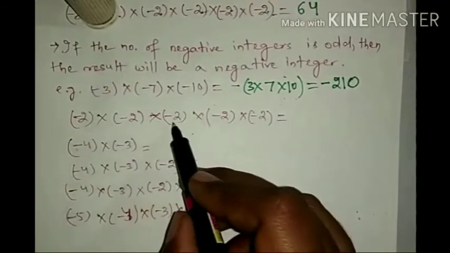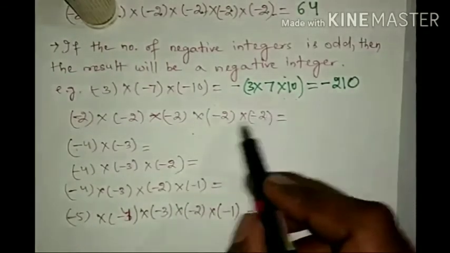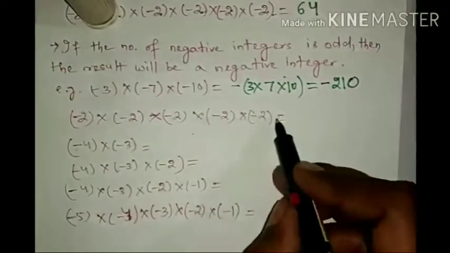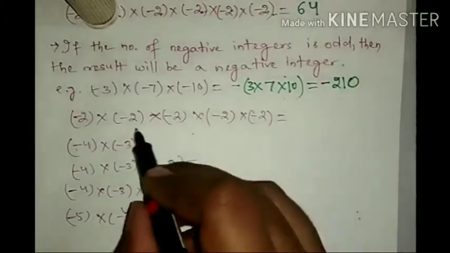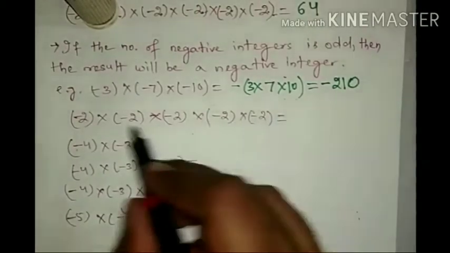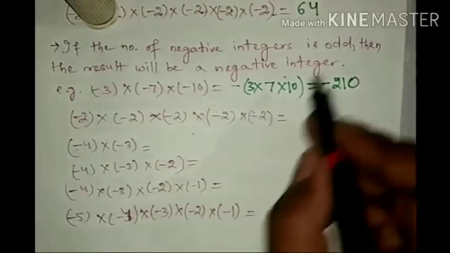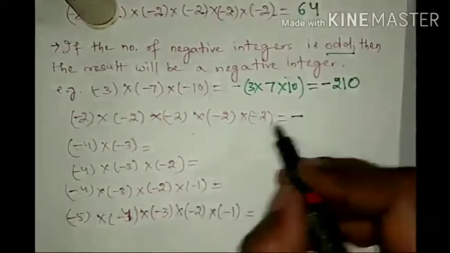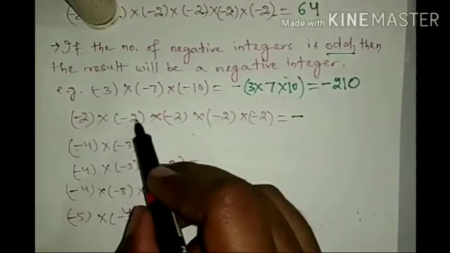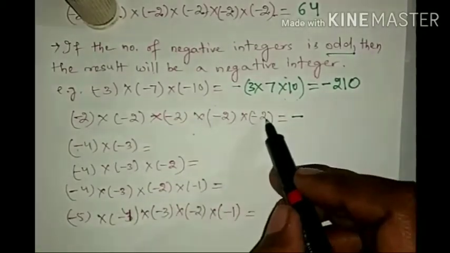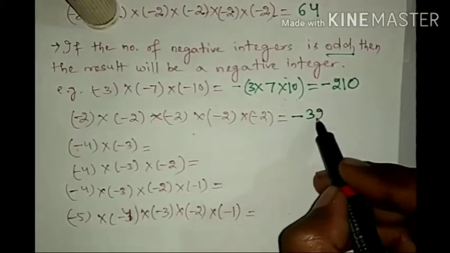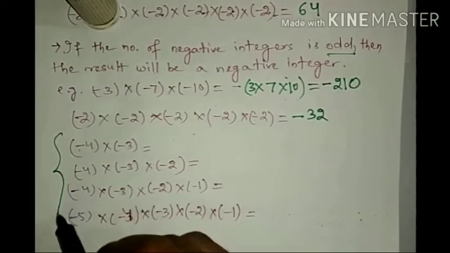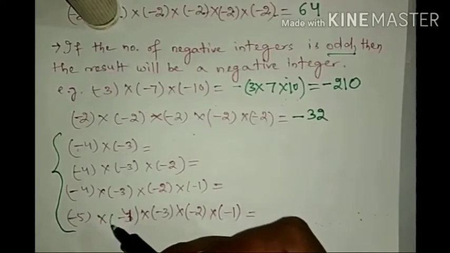Minus 2 into minus 2 into minus 2 into minus 2 into minus 2. How many times? 1, 2, 3, 4, 5. 5 times it has been multiplied. So 5 means there are 5 minus 2s. So 5 is an odd number. So you will put a minus sign, then multiply 2 into 2 is 4, 2 is 8, 2 is 16, 2 is 32. Like that, you will do all these examples by yourself.